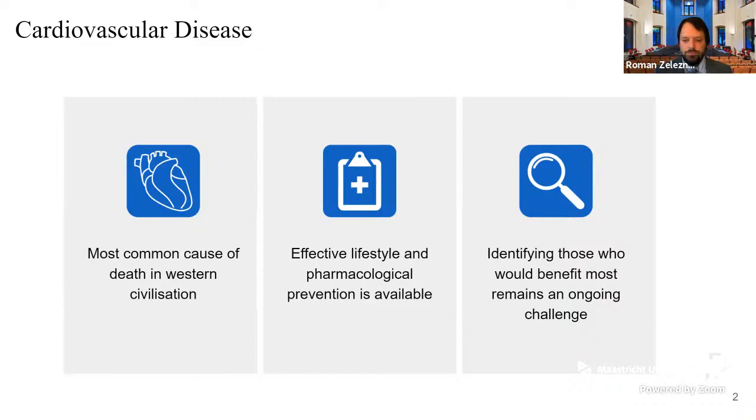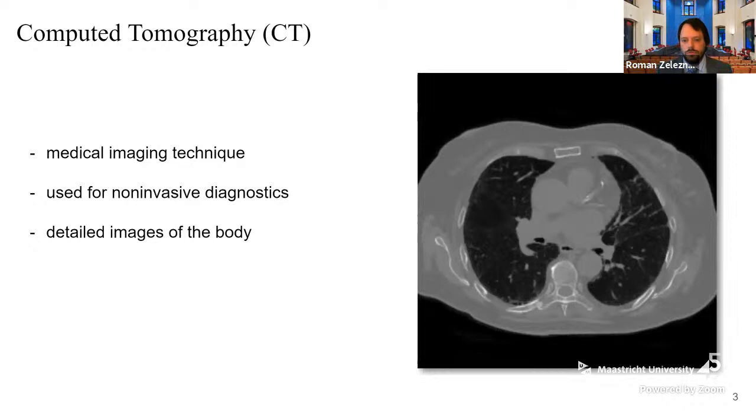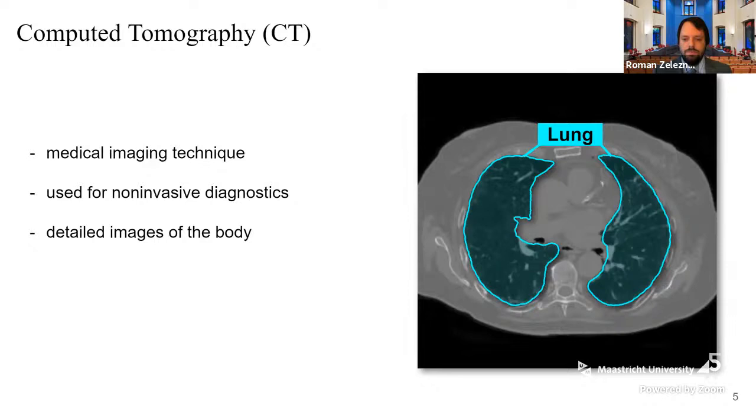To predict cardiovascular risk, we can use computer tomography, or short CT. A CT is a medical imaging technique that delivers detailed images of the body, which can be used for non-invasive diagnostics. On the right on the screen, you can see an example CT showing the chest of a patient. To give you a short overview, in red, you can see the heart. And in cyan, you can see the lung. And in yellow, you can see the spine.